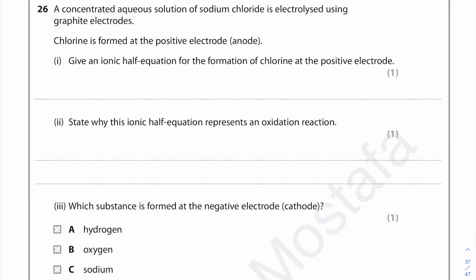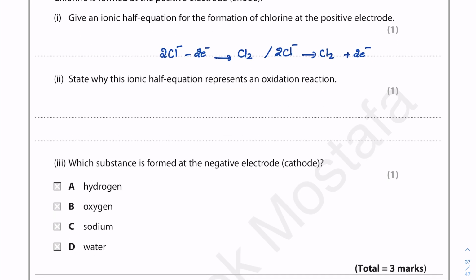Question 26. A concentrated aqueous solution of sodium chloride is electrolyzed using graphite electrodes. Chlorine is formed at the positive electrode. Give an ionic equation for the formation of chlorine at the positive electrode. يبقى هنا بنقول every 2 chloride ion lose 2 mole of electrons تحول لمول of chlorine gas. وطبعا ممكن نقولها every 2 mole of chloride ions lose 2 mole of electrons يتحول لمول of chlorine gas.